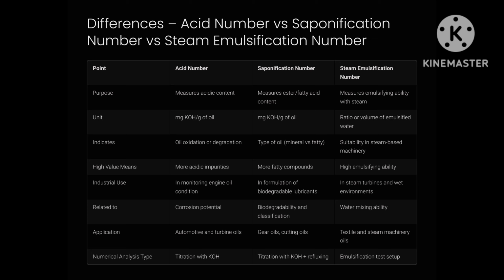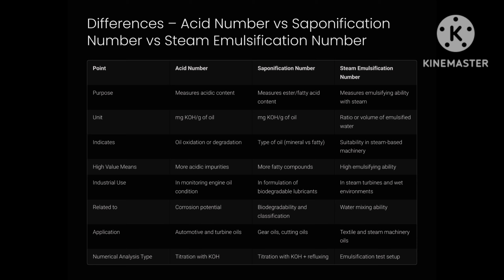1. Purpose. Acid number → tells us how acidic the oil is. Saponification number → tells us about the fatty ester content. Emulsification number → shows oil's behavior with water, steam. 2. Units. Both acid and saponification numbers are expressed in mg of KOH per gram of oil. Emulsification number is not fixed in units, but usually expressed in volume of water emulsified.